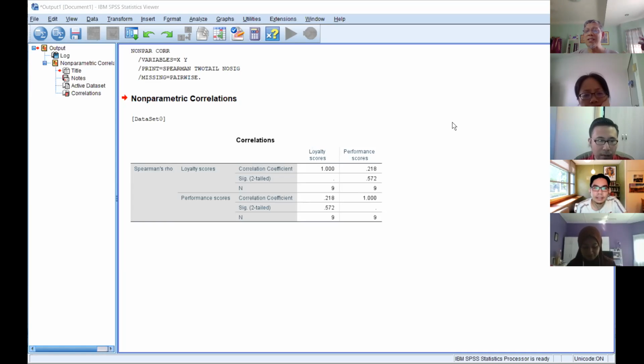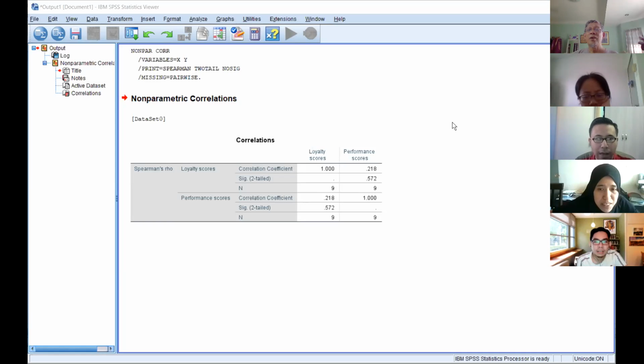Continue, that is incomplete. Between loyalty and performance, at 0.05 level of significance. That will be a complete answer. I mean, the conclusion will be, since we fail to reject, we conclude there is no significant relationship between what? Between loyalty and performance. At what alpha? At 0.05 level of significance. That will be what I expect for your complete answer.